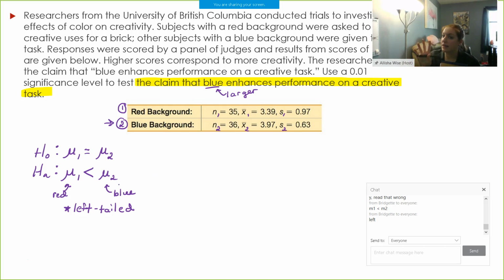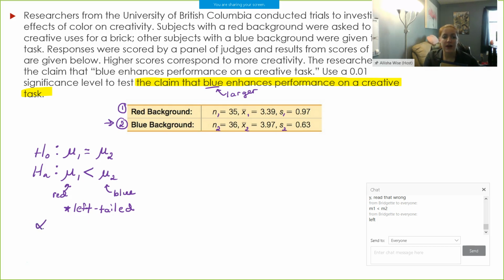And if we had flipped the two groups, like if we had labeled blue group, group 1, and red group, group 2, our method would look different, but we'd come up with the same conclusion, whether or not to reject the null or do not reject the null. So still come up with the same conclusion, just have to do it a different way. So just be careful about what you label.